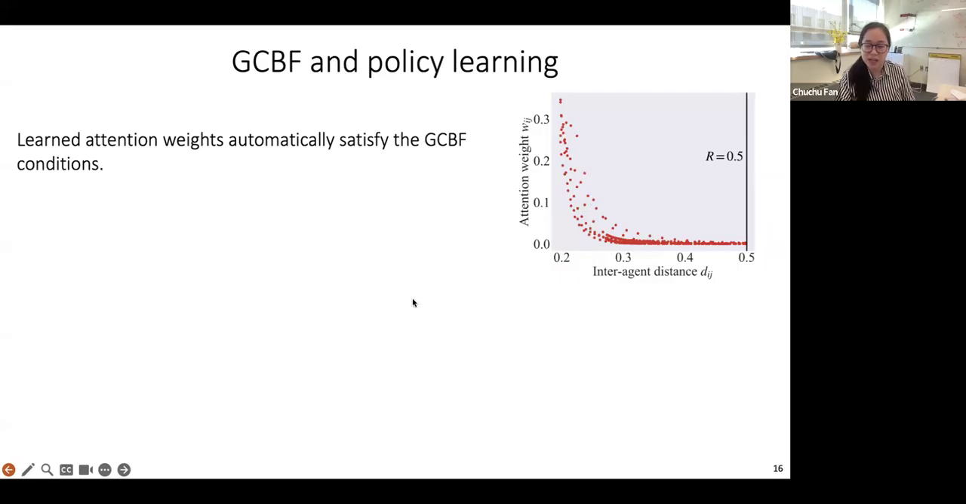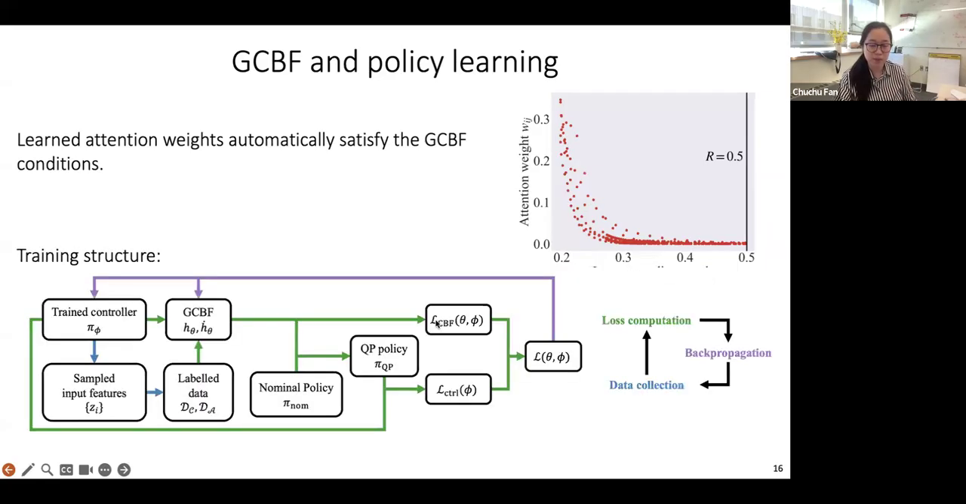So that is exactly the condition that we want to learn. And the overall learning architecture is also pretty standard. We have some controller as a starting point. We will collect trajectories and these sample input features. We'll label this data as unsafe or as safe or control invariant.